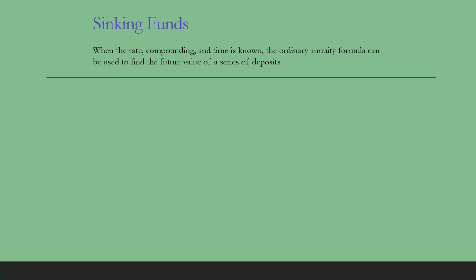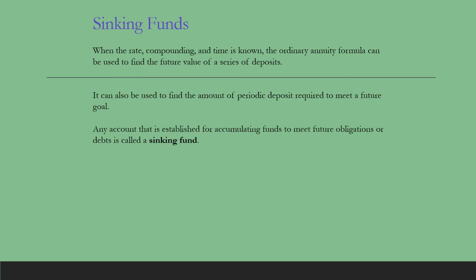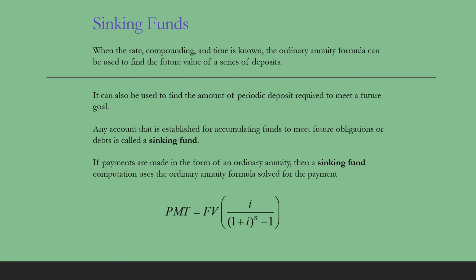When the rate, compounding, and time are known, the ordinary annuity formula can be used to find the future value. The account that is established for accumulating funds to meet future obligations is called a sinking fund. The payment will be the future value times i divided by (1 plus i) raised to n minus 1. Since this is the account established for accumulating funds to meet future obligations, this payment money is called the sinking fund.